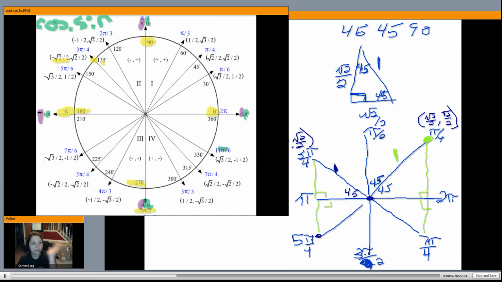Oh, there we go. Okay. Oh, and I had already done a whole bunch of work on it. This one's negative. Okay, so see our 45-degree angle right here.